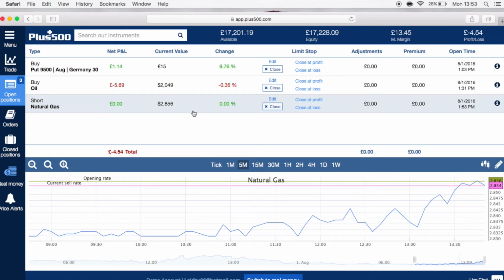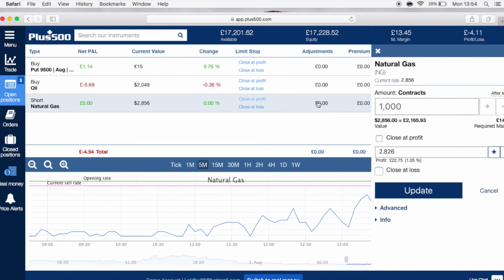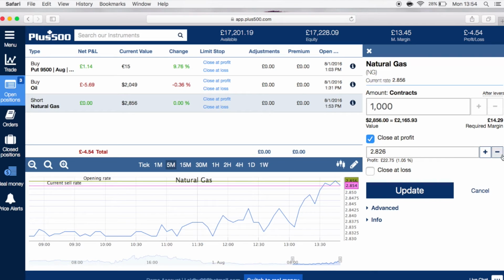So for example, if I say that I want to make £10 on this trade, I can use this close at profit feature, and here we can see the profit if I close at a certain rate. So I want to close at £11.38 profit. I'll just use these plus and minus buttons to get to the place that I want to be, and I can update it and it will do that for me, and it shows me here where the chart will have to go in order for me to make that profit.